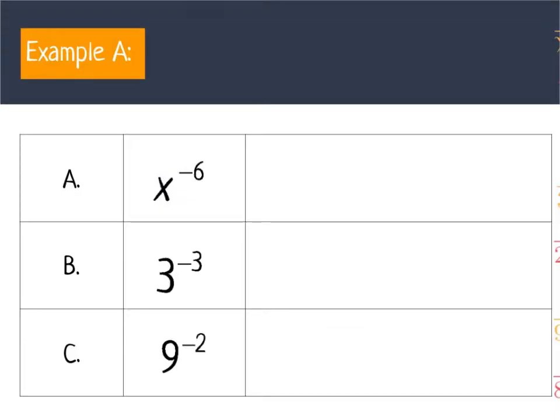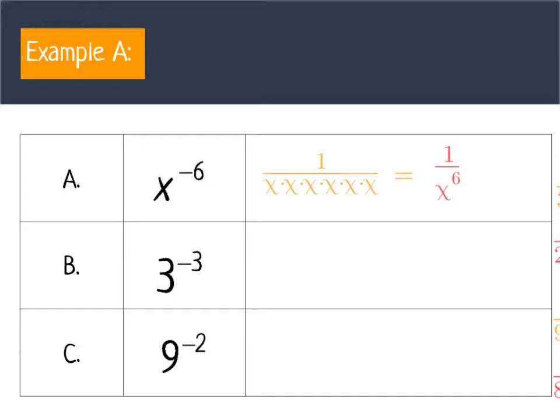So here we are at example A. In example A, I've got x to the negative 6. So again, I've got a negative exponent, so I want the reciprocal, but I've got 6 x's underneath. So I'm going to have that as 1 over x times x times x times x times x times x. Or I'm going to simplify that as 1 over x to the 6th. So notice I've taken the reciprocal, I've got 1 on the top, and I've got my x to the positive 6 on the bottom. When I make my reciprocal, I'm going to make sure that on the bottom, my exponent is going to be positive.